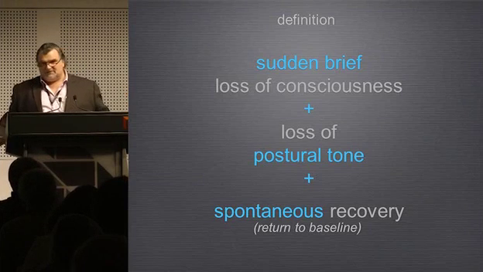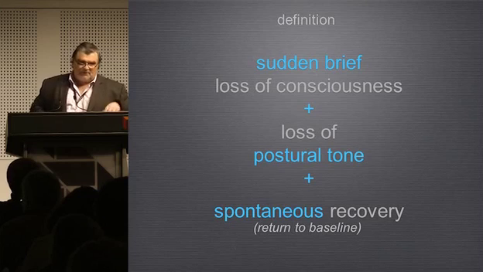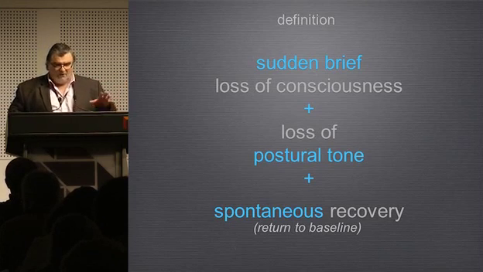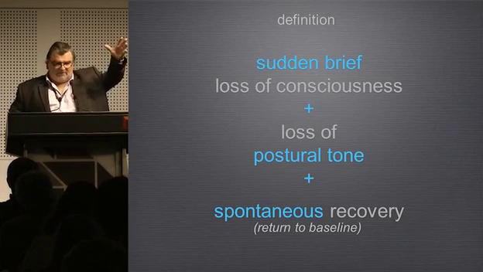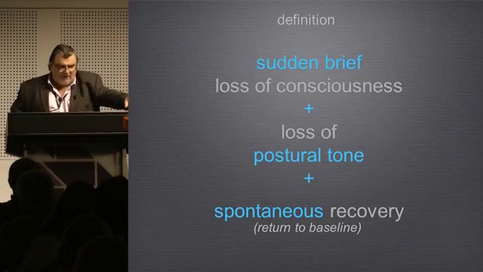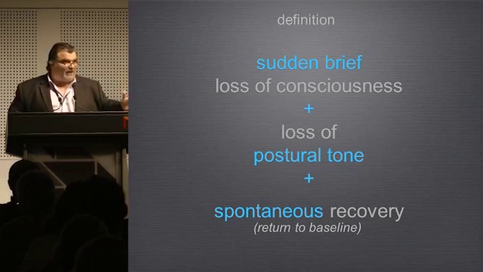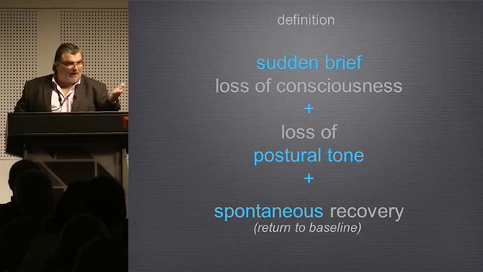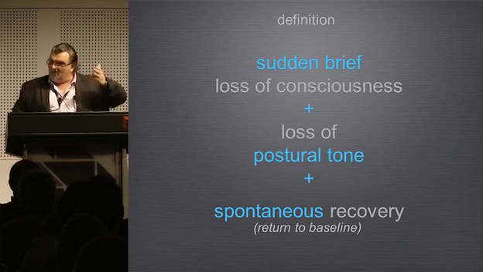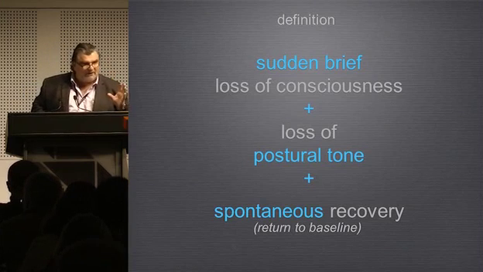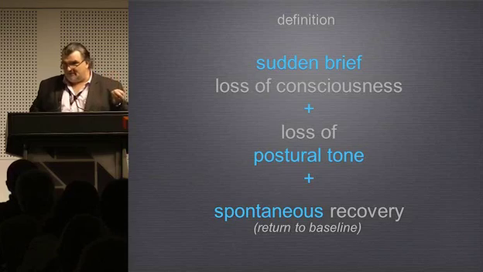So we need to have a definition. We've got to know what we're talking about. When we think about syncope, the definition is a sudden brief loss of consciousness followed by a loss of postural tone. So they basically lose consciousness, go to ground, and then they have a spontaneous recovery. And the spontaneous recovery is right back to baseline. This is important. They have to go back to their baseline level. Now, if you're a little bit older, it takes a little bit longer for you to get to baseline level. But they all have to reach baseline.